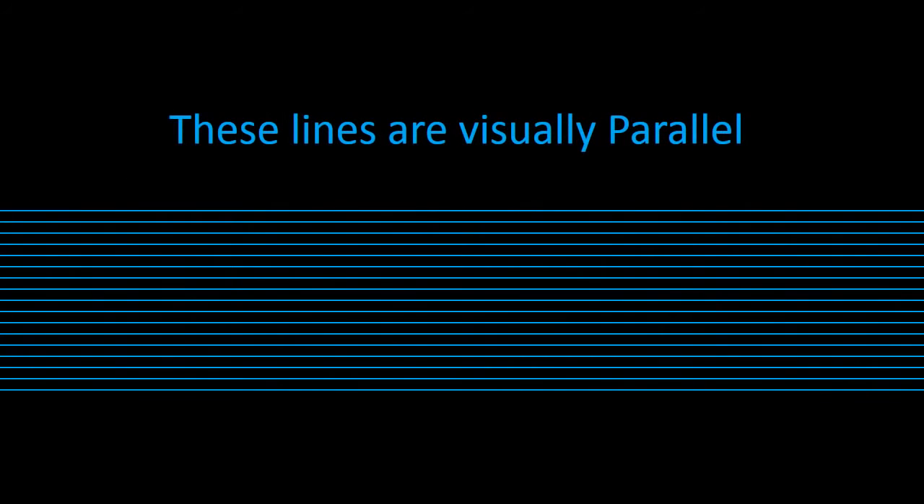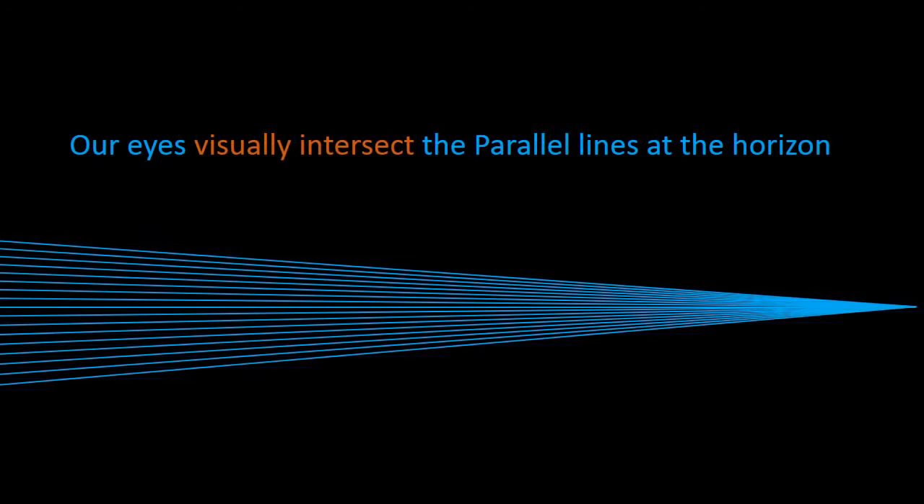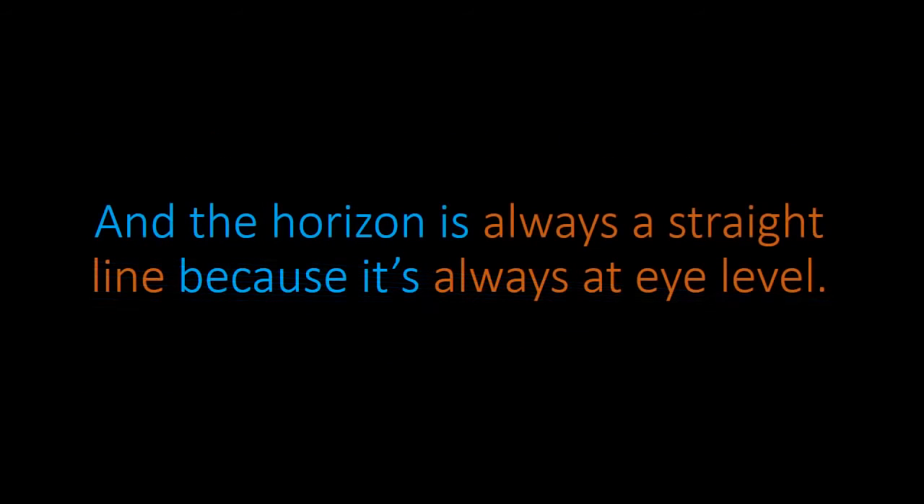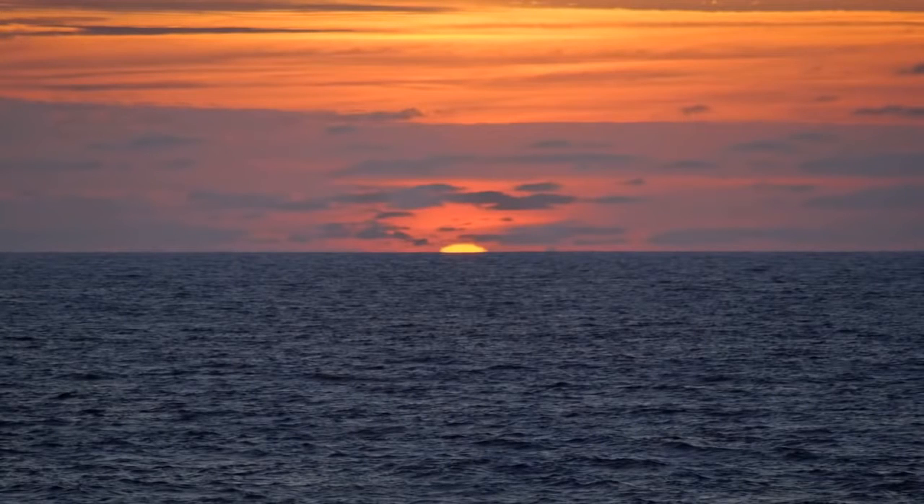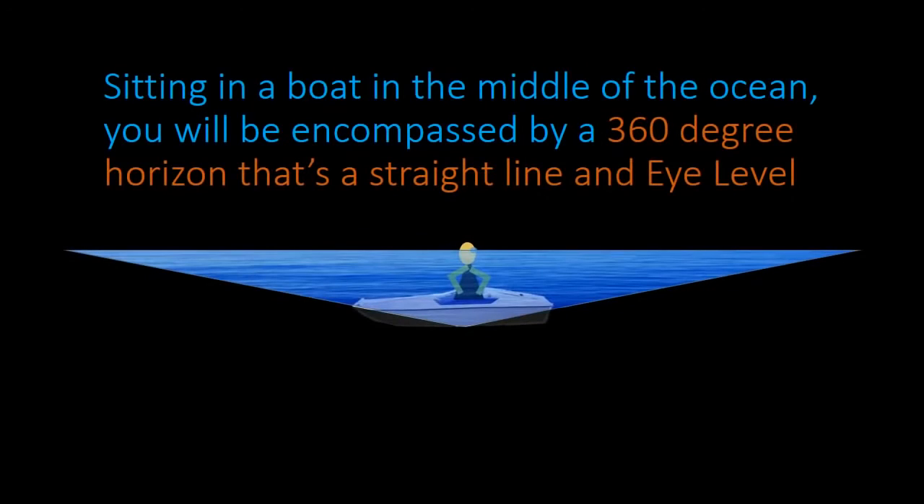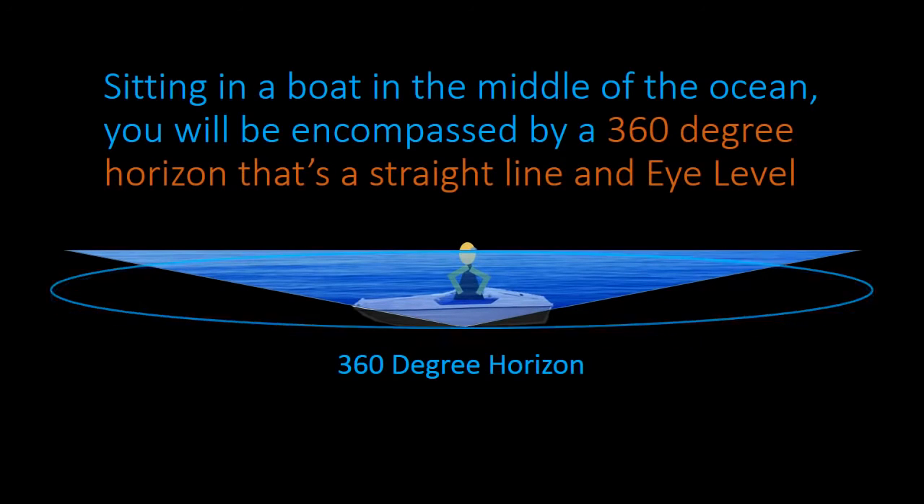These lines are visually parallel. Our eyes visually intersect the parallel lines at the horizon. And the horizon is always a straight line because it's always eye level. And we know it's always eye level because it's always a straight line. Straight line, straight horizon. Sitting in a boat in the middle of the ocean, you will be encompassed by a 360-degree horizon that's a straight line and it's eye level.